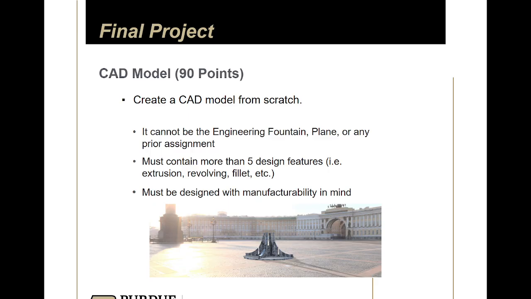Basically, you're going to create a model, using your brain. I'm not going to tell you what to do. You have free reign to do whatever you like. It obviously can't be something we already did in class because of plagiarism. You need at least 5 design features, which if you've been paying attention in class, is not a very high bar to meet, especially with the hair dryer assignment. I'm pretty sure you meet 5 already.